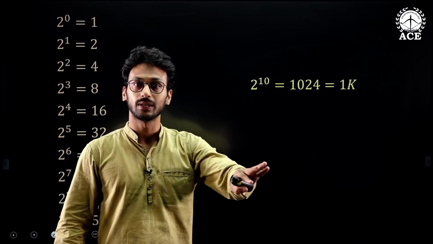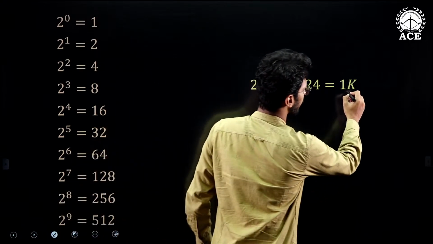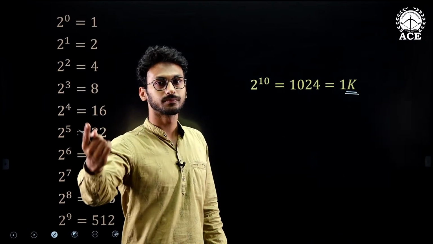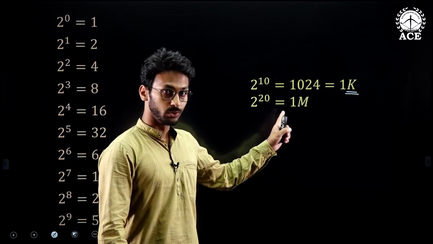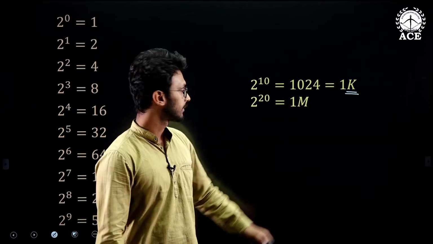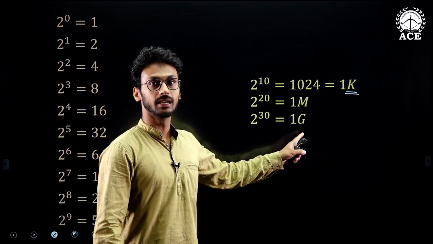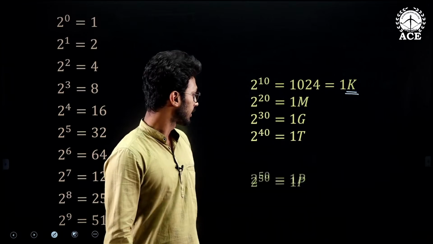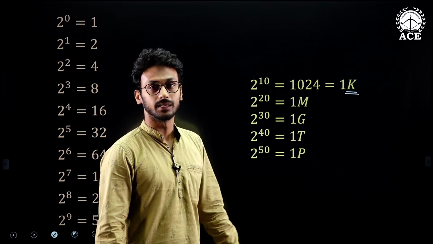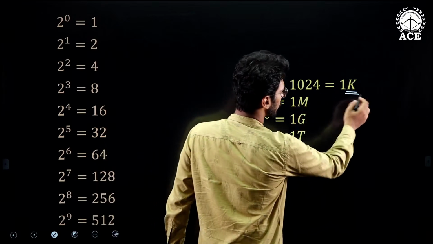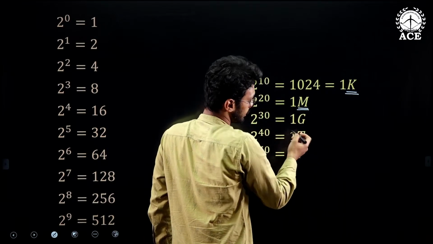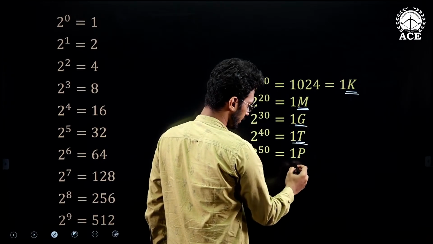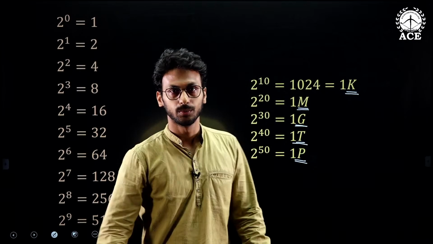You will be calling it 1k. Just note this one, k. When it is 2 raised to 10, you'll use k, kilo. Next one, 2 raised to 20, mega, 1 m. Next one, 2 raised to 30, giga, 1 g. 2 raised to 40, tera, 1 t. 2 raised to 50, peta, 1 p. I hope you are getting it. When it is 2 raised to 10, use k. When 2 raised to 20 is encountered, use m. When 2 raised to 30 is encountered, use g. 2 raised to 40, use t. 2 raised to 50, use p. I hope you got it.